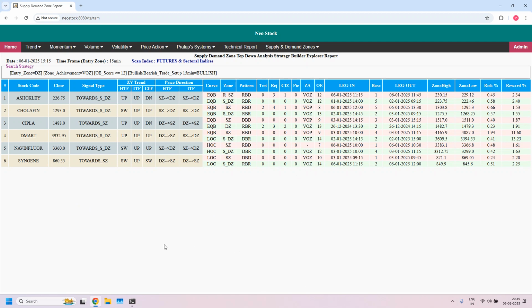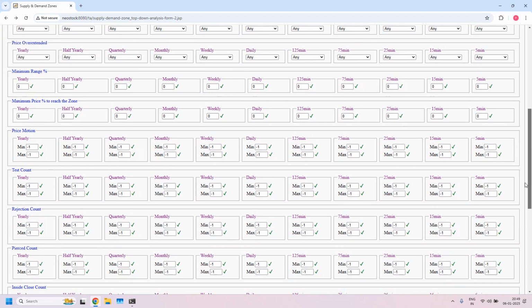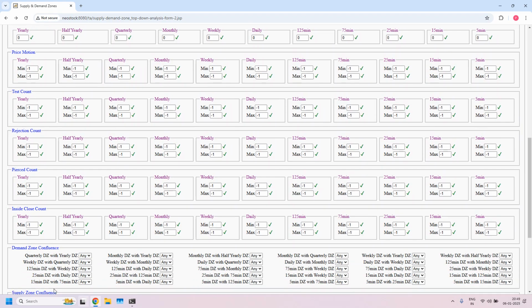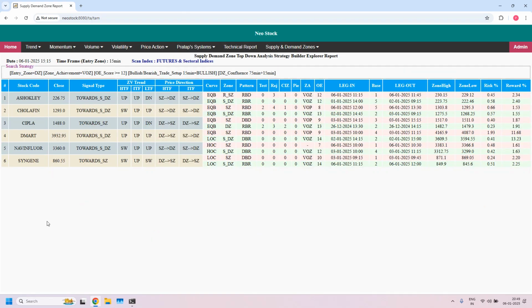Okay, out of these 6, how many are having LTF and ITF demand zone confluence? That is 15 minutes and 75 minutes demand zone confluence. Let's verify. In the demand zone confluence, I am enabling the filter 15 minutes demand zone with 75 minutes demand zone confluence. With this filter, we got 6 stocks.